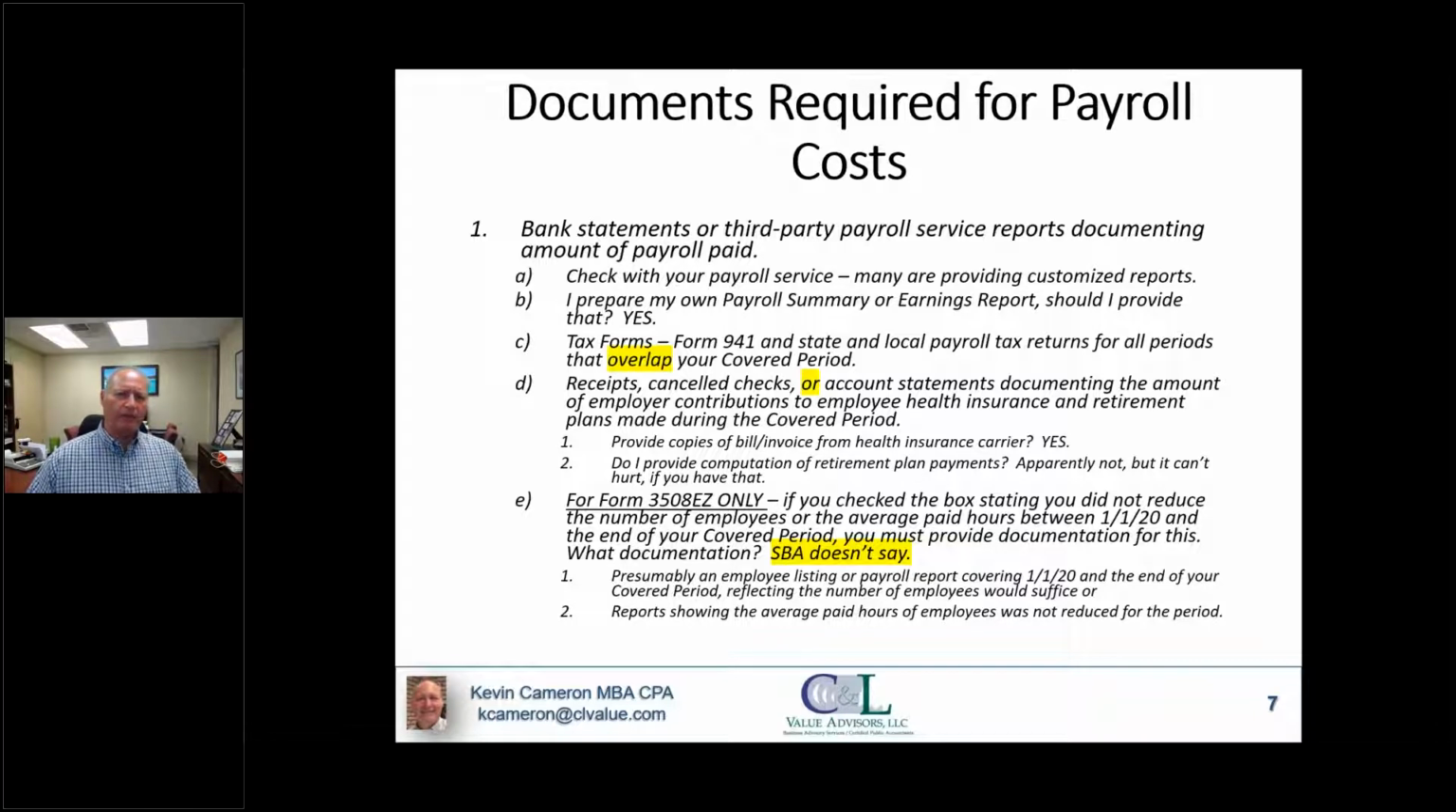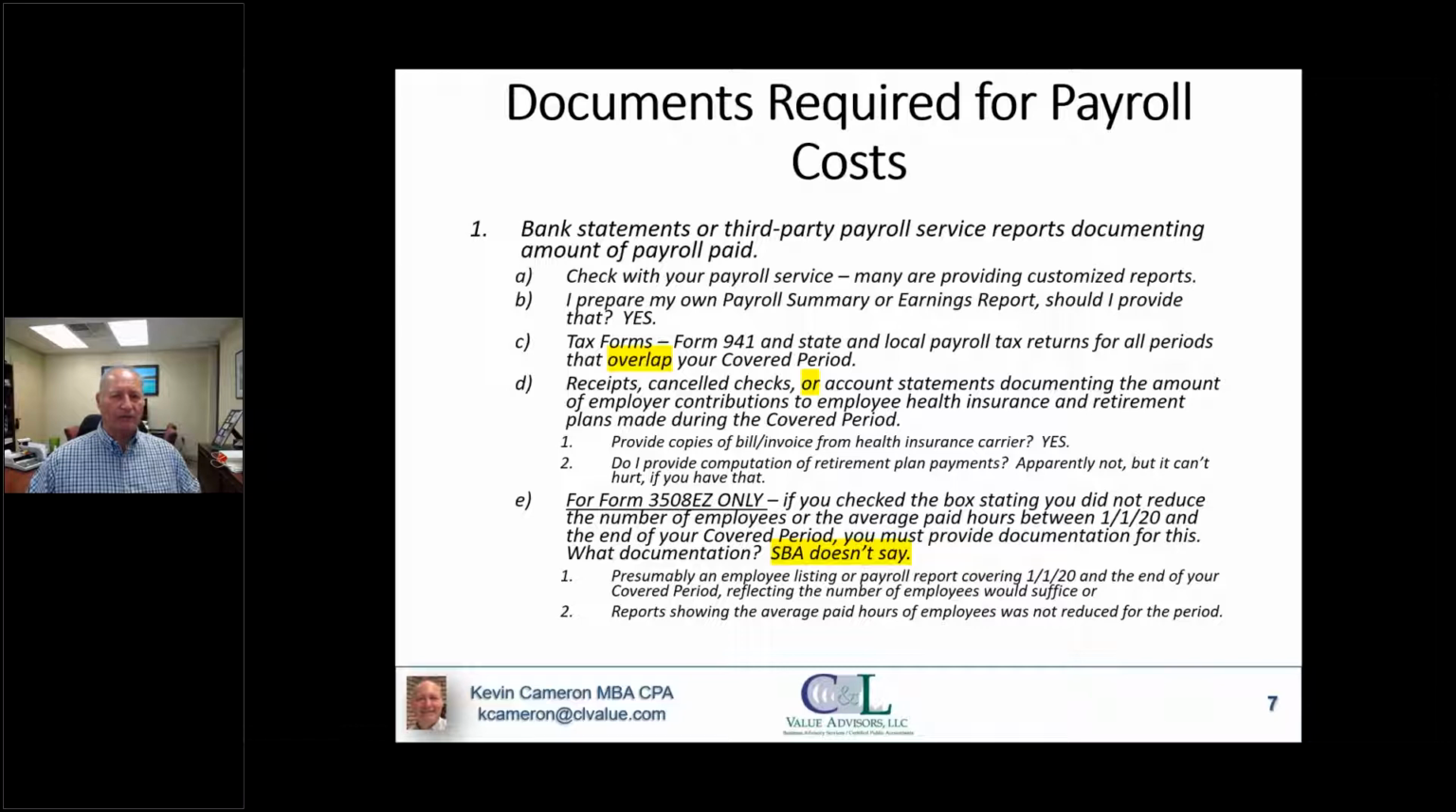I've been asked by a lot of people, should I provide copies of my invoices from my health insurance carrier? Even though the instructions do not specifically indicate you should, I believe it does make sense to. It'd be one less item for the lender to question. So I would recommend that you do make copies of your group health insurance statements or invoices you get on a monthly basis. Do you need to provide a retirement plan contribution calculation?